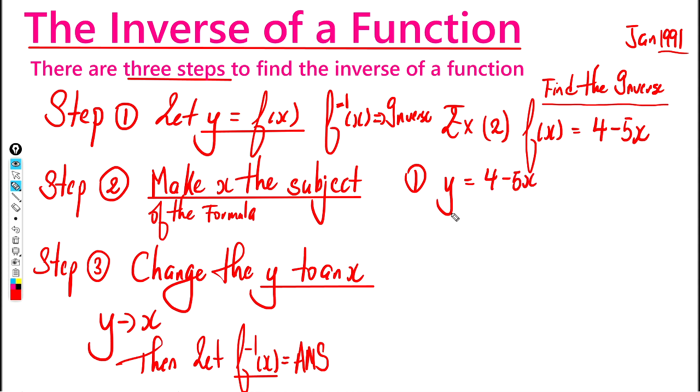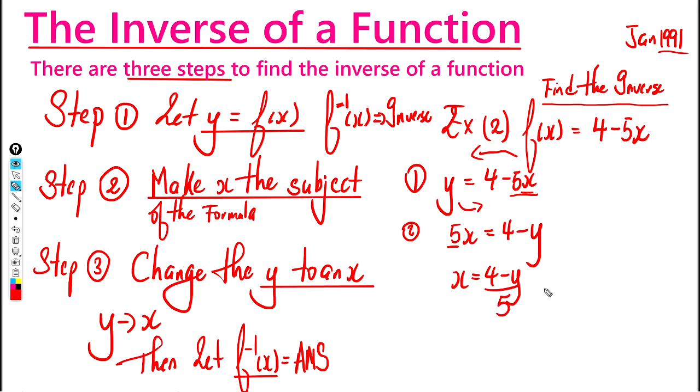Then the next thing we're going to do is make x the subject of the formula. So I'm going to carry this 5x over to the left side, and carry this y over to the right. I'm going to end up with 5x is equal to 4 minus y. Then all I need to do after this is just divide the right side by 5. x is equal to 4 minus y over 5.